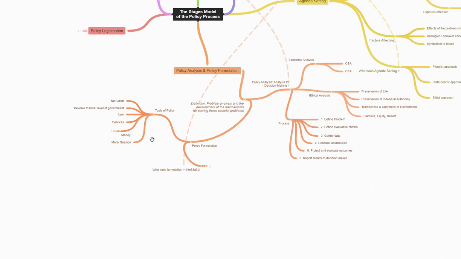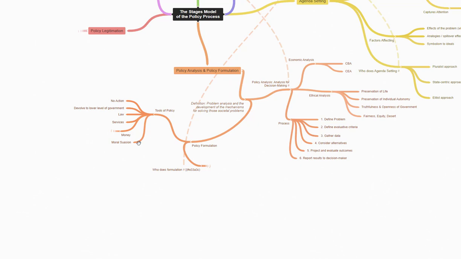Another thing government could do is devolve the problem down to a lower level of government. So we see this when the federal government decides that it's going to give a block grant to a state and let the state design a solution to this problem. Another thing government can do is write a law. They can create duties and obligations for citizens and companies and other members of society. They can provide services directly, such as public education or national defense or a state park.